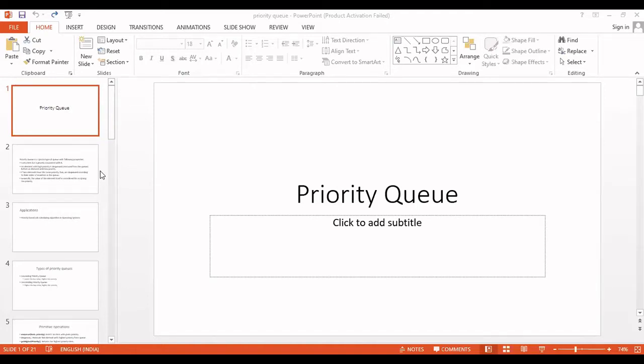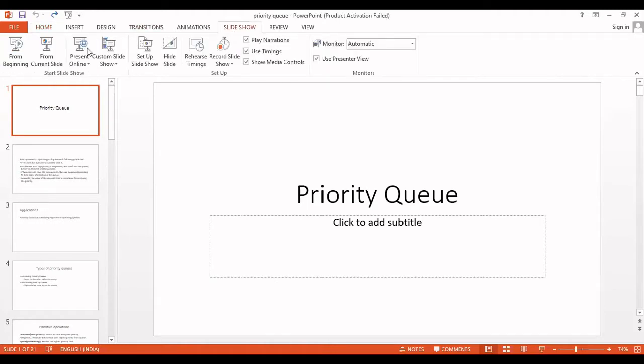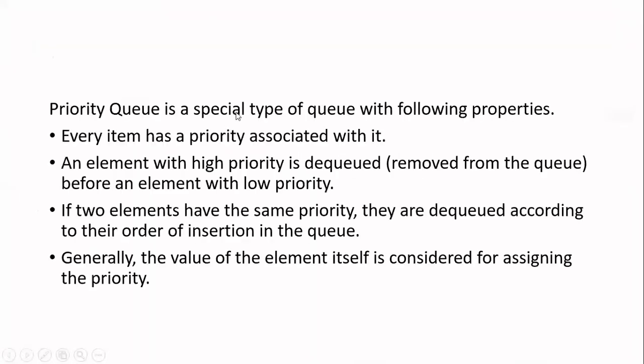So in a system also, we need to implement a priority queue because when we do more than one task, sometimes we may want to give more importance to some task. In that case, you have to go for priority queue only. So priority queue is nothing but a special type of queue and it has certain properties.